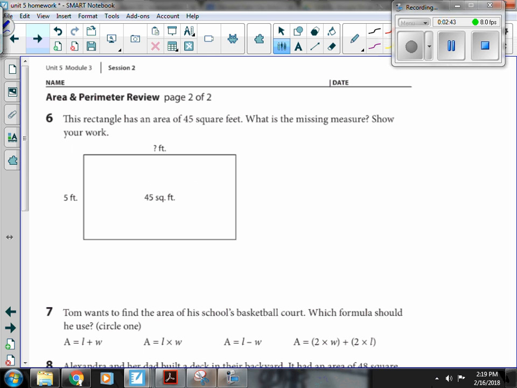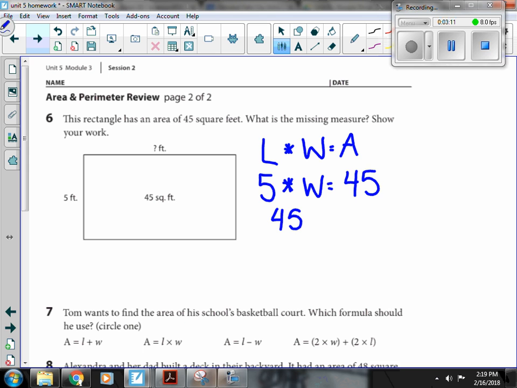On the back, the rectangle has an area of 45 square feet. What is the missing measure? Well, I know that if I do my length times my width, I get my area. So let's fill in. The length is 5. I don't know the width, and the area is 45. So I need to think 5 times what is 45? Or I could think of it as 45 divided by 5, which is 9. So my missing measure is 9 feet.